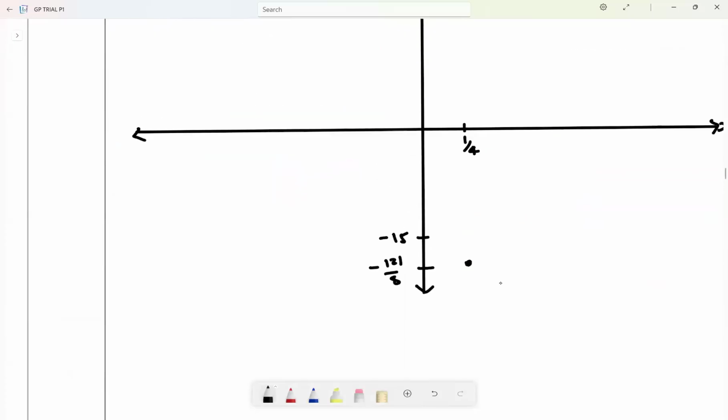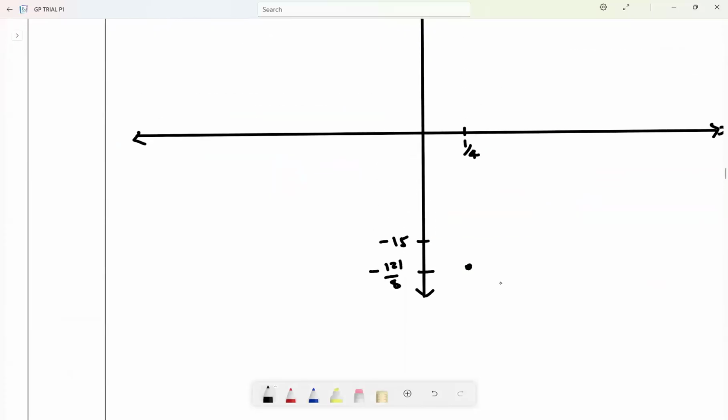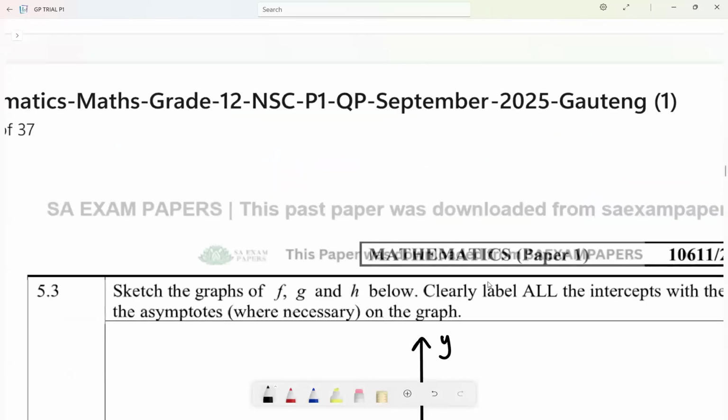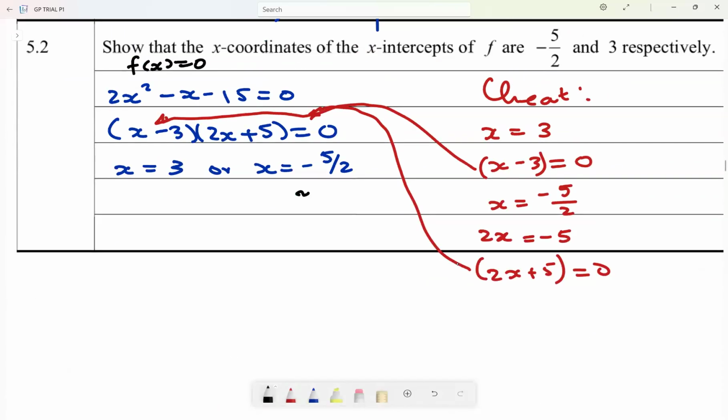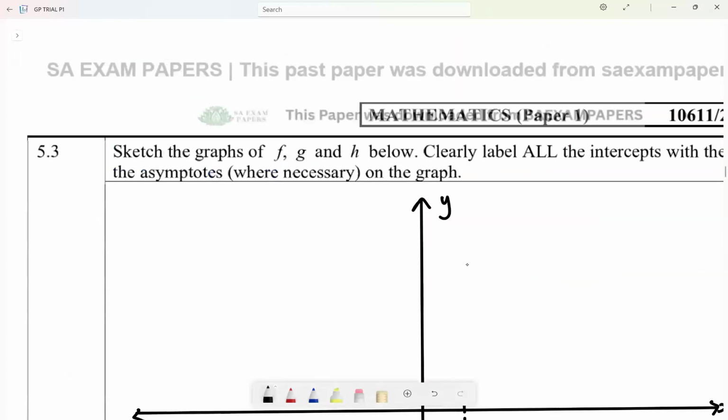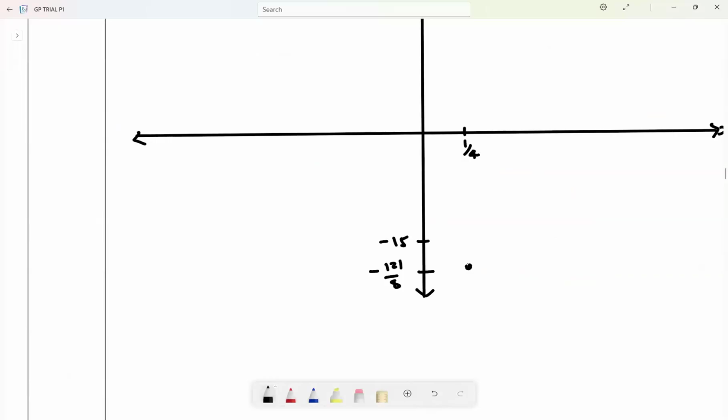Okay. And then the x-intercepts are 3 and negative 5 divided by 2. Negative 5 divided by 2 is the same as negative 2.5. So negative 2.5 is going to be somewhere, let me put it here. And then it has positive 3. Positive 3, let us put it here.